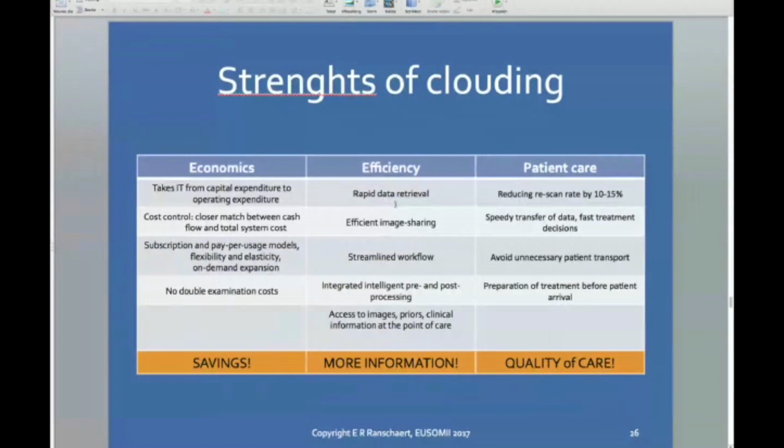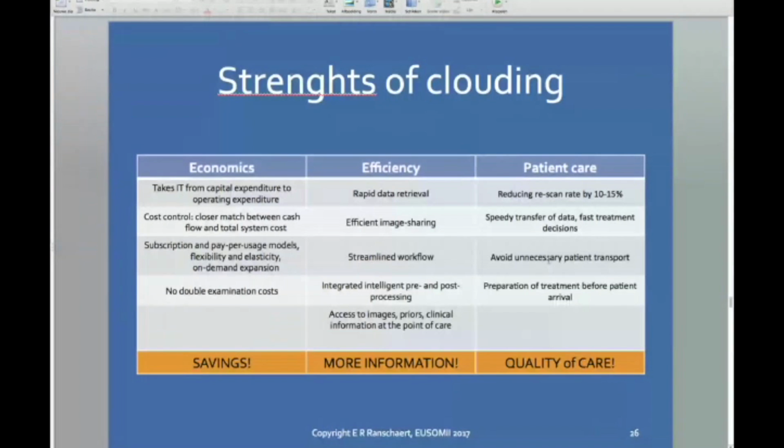There is also greater efficiency because there's more information available. The data can be retrieved rapidly, there's efficient image sharing, there's a streamlined workflow, there's intelligent pre- and post-processing, and there's easy access to images at the point of care. And for the patient, there's an increased quality of care. The scan rate, for example, can be reduced, as has been proven, by 10 to 15%. And there's a speedy transfer of data, which means that faster treatment decisions can be made.